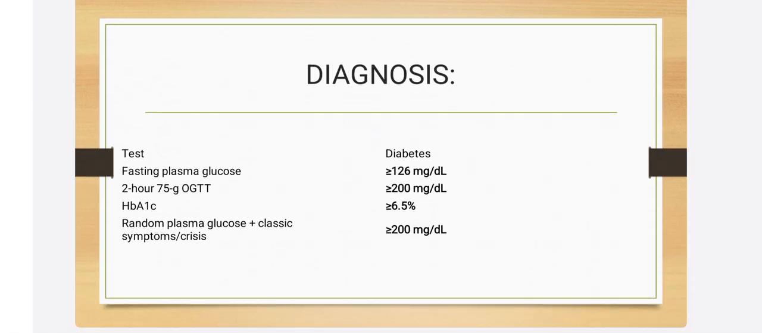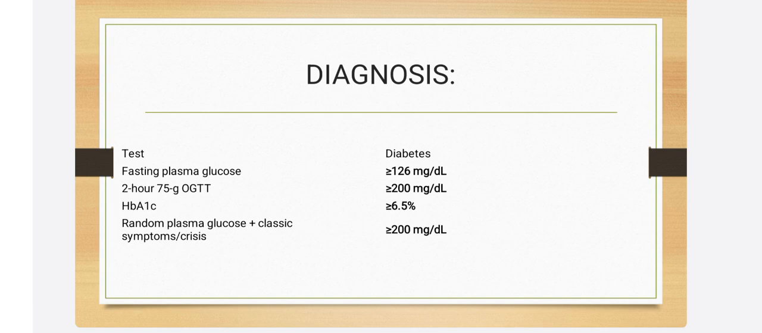Next, diagnosis. There are several laboratory methods to diagnose diabetes. The first is fasting plasma glucose. A fasting plasma glucose of 126 milligrams per deciliter or higher is within the diabetic diagnostic range. The second method is the 2-hour oral glucose tolerance test using a 75-gram glucose load. The 2-hour plasma glucose of 200 milligrams per deciliter or higher meets the diabetic diagnosis criteria.